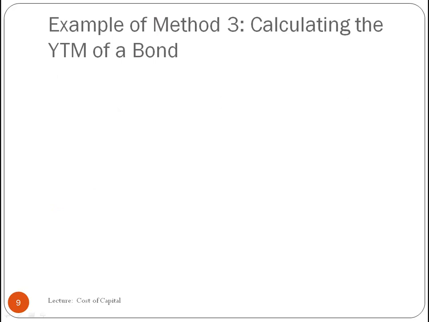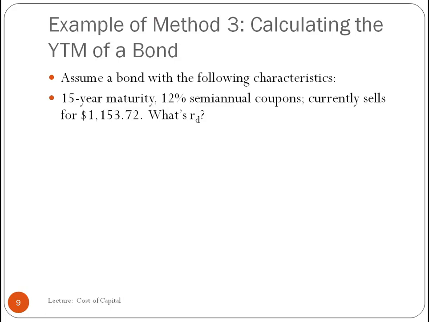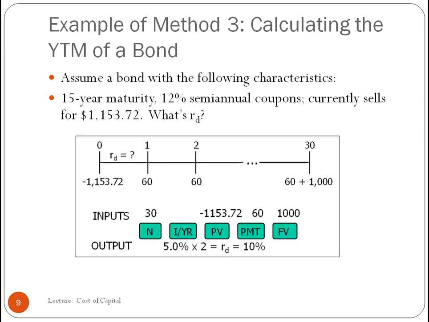This is an example of method 3, calculating the yield to maturity of a bond. So let's assume we have a bond with the following characteristics. It's a 15-year maturity, 12% semi-annual coupon payments, and the bond is currently selling for $1,153. What is R of D? What is the cost of debt? Well, we can put a timeline together, and in this case, we have the inputs to a financial calculator. You could do it in Excel, and we really just crunch the numbers here.